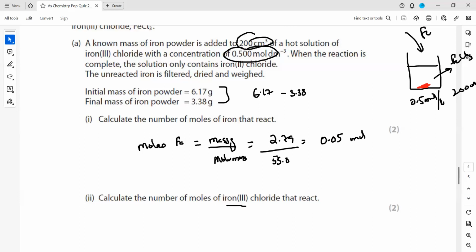So how to work out the moles? Moles equal concentration times volume. The concentration was 0.5 and the volume is 0.2. It was 200 cm³, or we can say 0.2 dm³, because the volume should always be in decimetre cubed. So when we multiply, we get 0.1 mole.